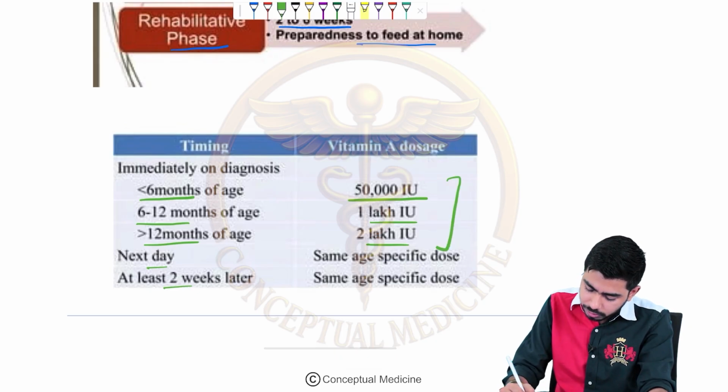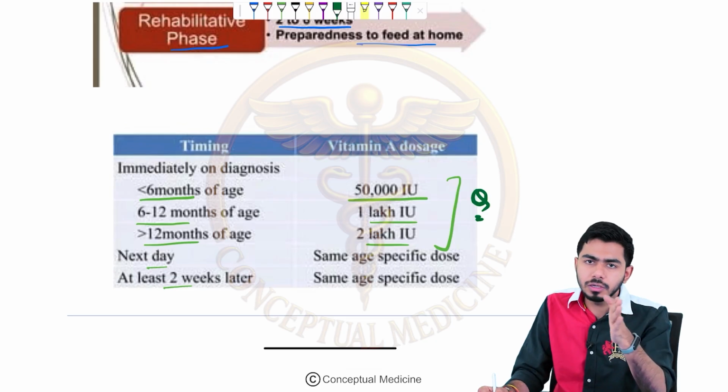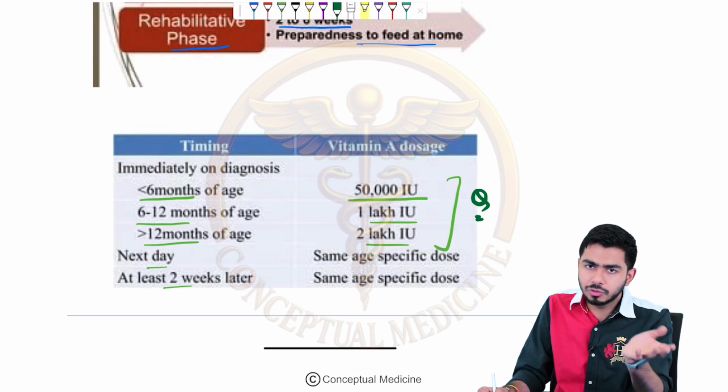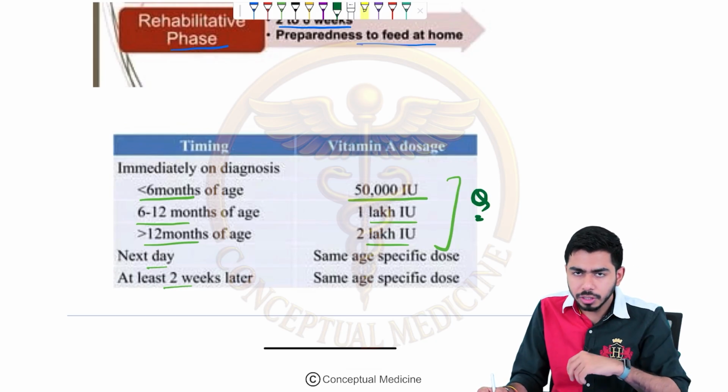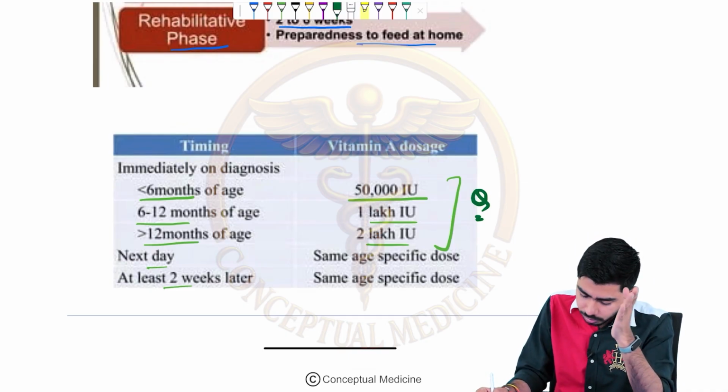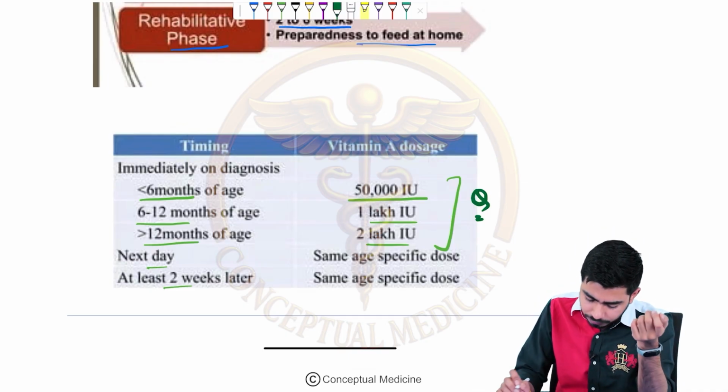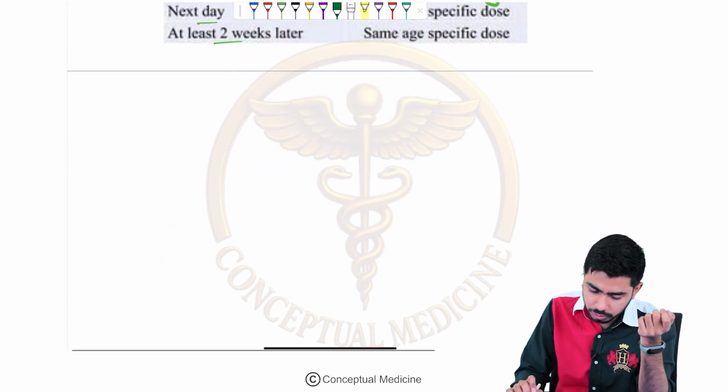Mainly you should remember these 3, because MCQ will be targeting these 3 options, right? So more than 1 year, 2 lakhs; 6 months to 12 months, 1 lakh international unit; and less than 6 months, 50,000 international unit, right? So like that, we should be remembering about the vitamin A doses, right?